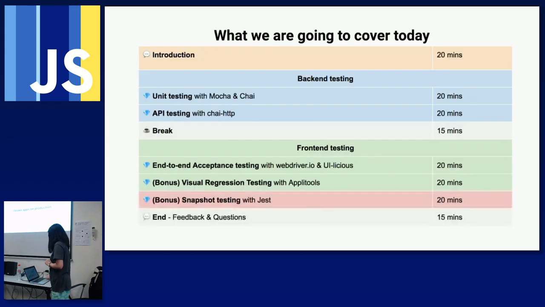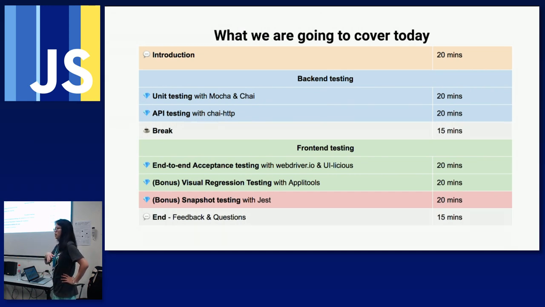So today, this is what we are going to cover. I have already mentioned it. We're going to cover unit testing with Mocha and Chai. All of it is JavaScript because it's JSConf, so I'm not going to be covering JUnit in Java, but unit testing with Mocha and Chai. We'll do API testing with Chai HTTP, and this also includes setting up and tearing down your server and your databases so that you get clean environments to run your tests reliably. And we're also going to cover end-to-end testing with WebDriverIO and also using UI-licious.